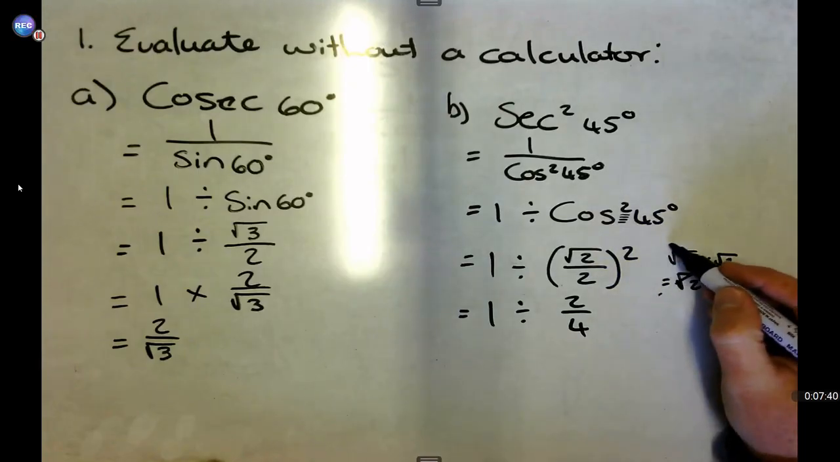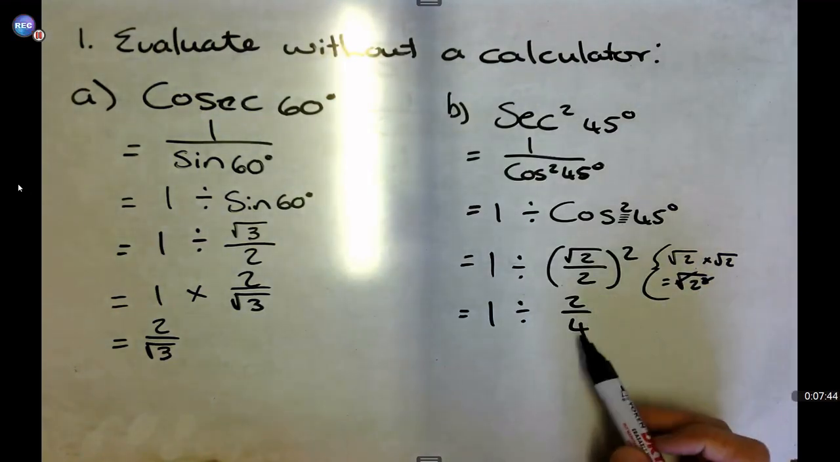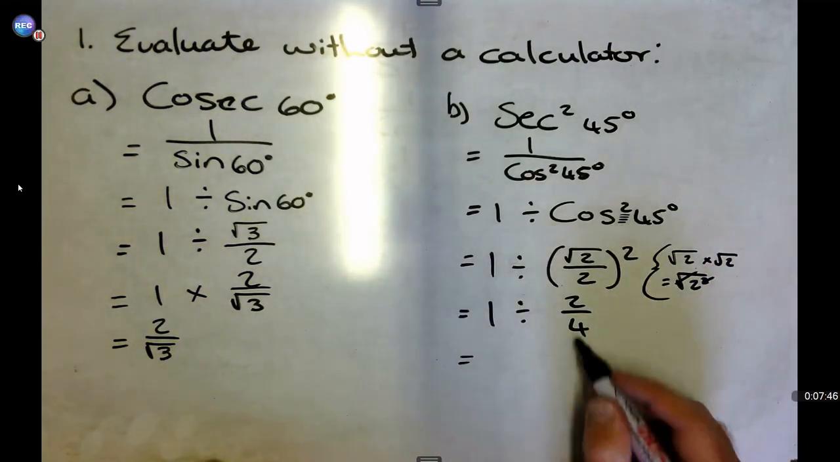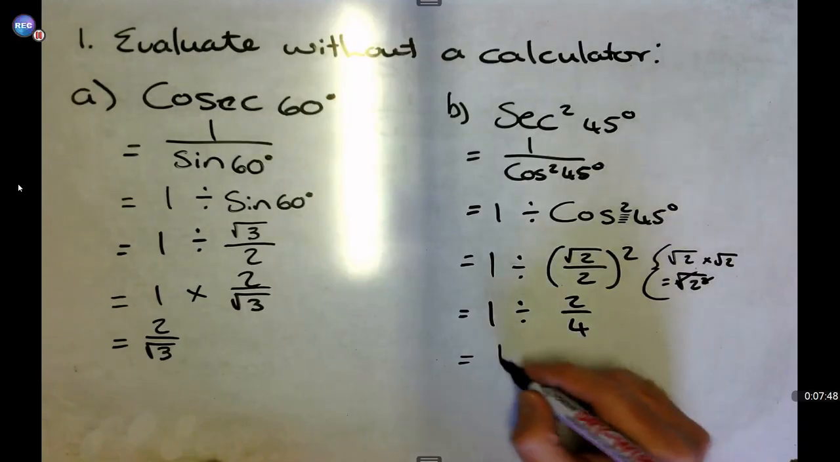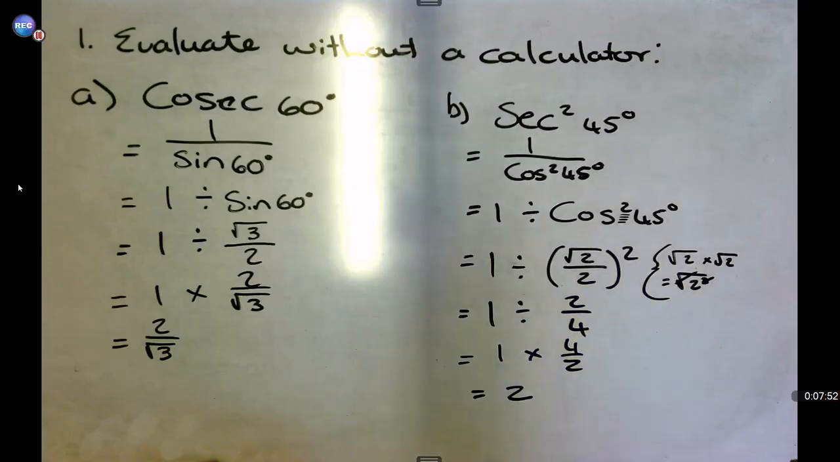Okay, so this is just to give you a bit of insight. We did a video on that, but it's just to give you a bit of insight. Then we now need to flip and times this, so it becomes 1 times 4 over 2, and then your final answer would obviously be 2 in this case. There we go.